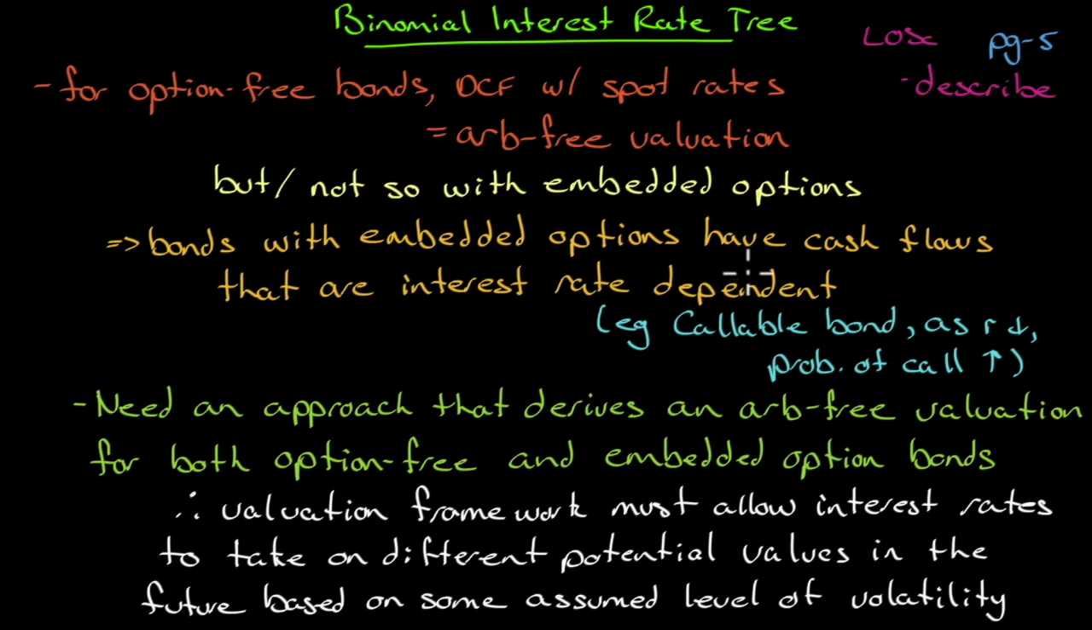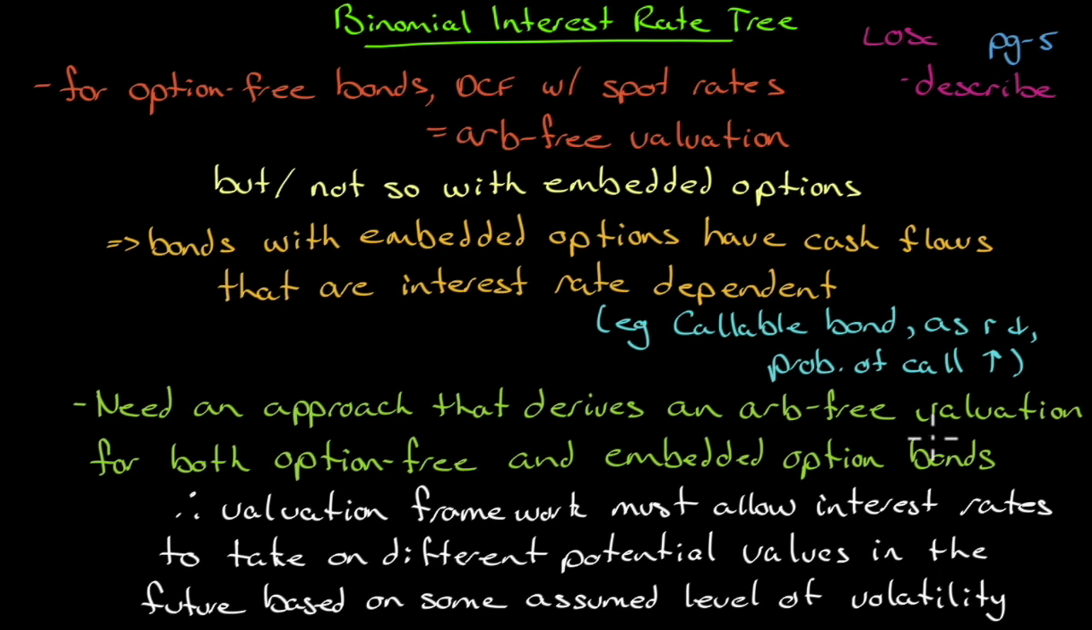What do we mean when we say interest rate dependent? Let's take a callable bond. As interest rates drop, the probability of a call increases. So, if interest rates are going up on a callable bond, we don't have to worry. But as interest rates are going down, it may be called, thereby changing our cash flows. Well, we're not discounting all the cash flows anymore. We're discounting other types of cash flows, right? We need an approach that derives an arb-free valuation for both option-free and embedded option bonds.